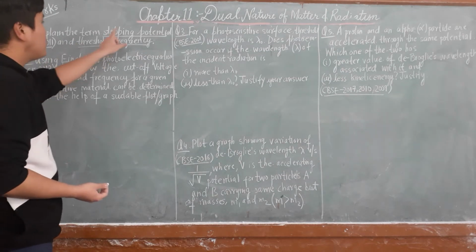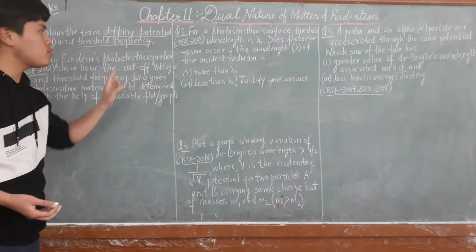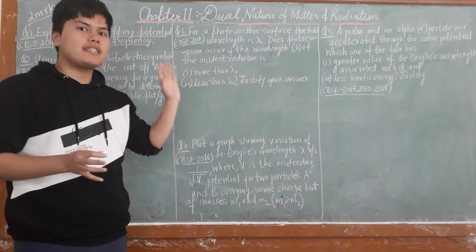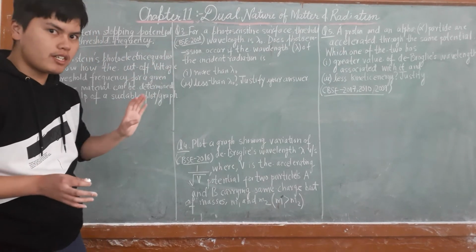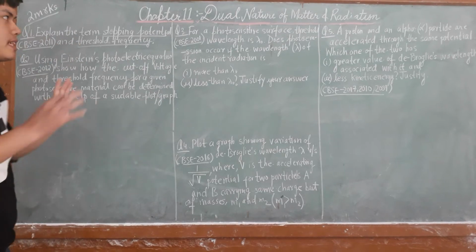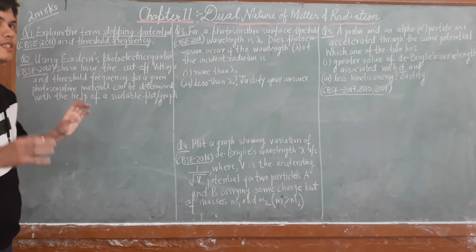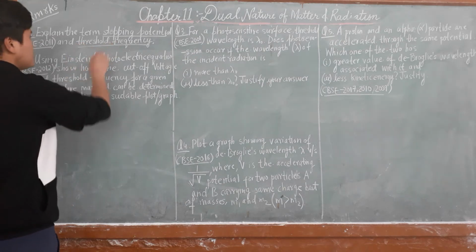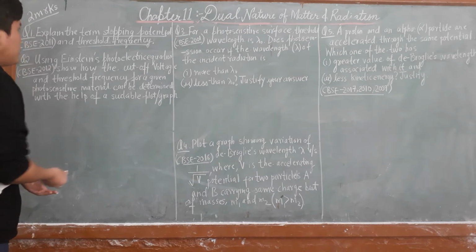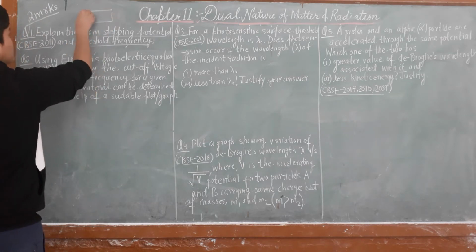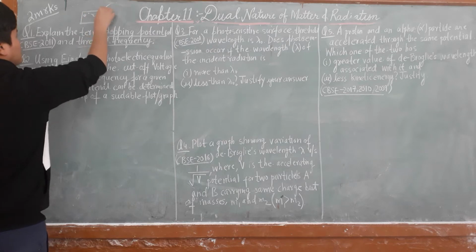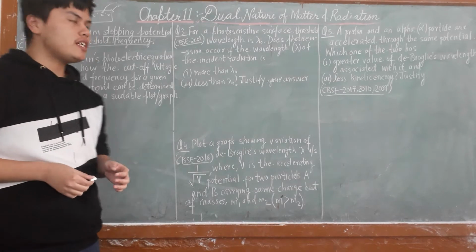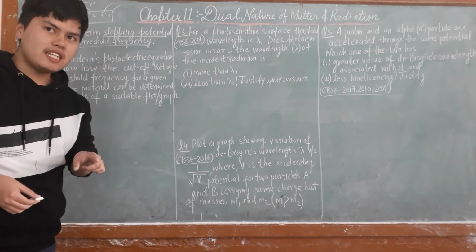So stopping potential is the minimum negative potential applied at the collector side of the photoelectric setup for which the photoelectric effect is stopped, or you can say emission of electrons is ceased. The threshold frequency is the minimum frequency below which the photoelectric effect is not seen.